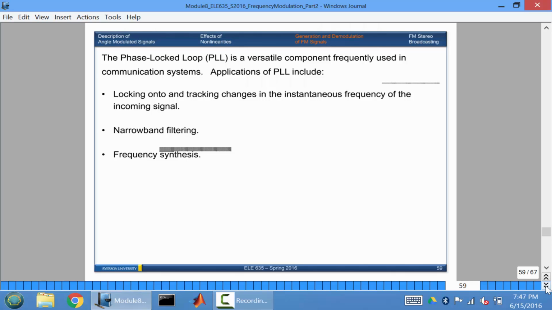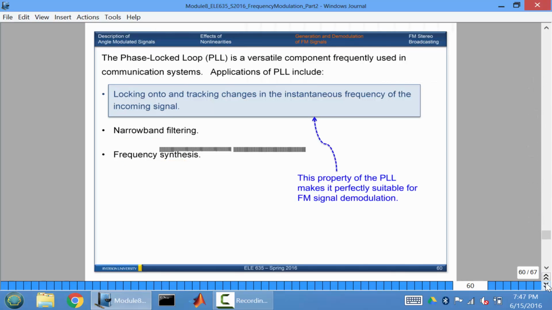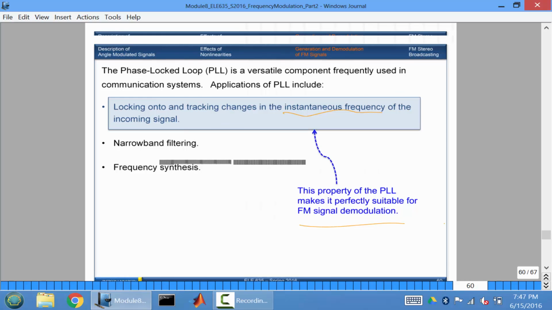If you remember from the past, we talked about this. A phase lock loop is used for tracking the frequency of an input signal. We talked about how we can use PLLs for demodulating AM signals. You can also use a phase lock loop to demodulate FM signals as well. It's for locking or tracking changes in the instantaneous frequency of the incoming signal. It's also used for narrowband filtering. You can also use it for frequency synthesis, but I'm not going to talk about that here. This property, locking and tracking changes of the instantaneous frequency, is used for FM demodulation, which is going to be nice.